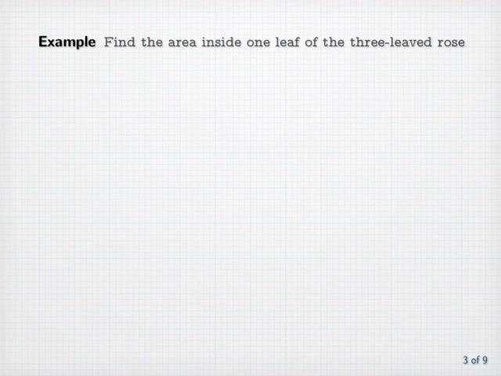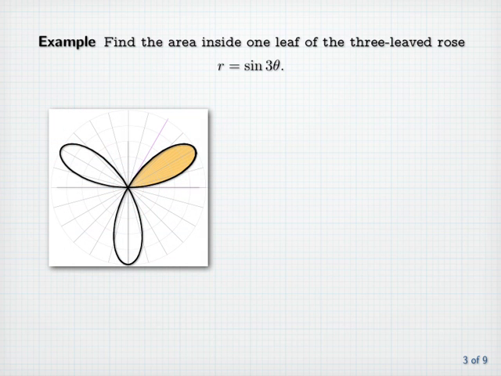Example. Find the area inside one leaf of the 3-leaved rose r equals sine of 3 theta. Here's the region whose area we want to find. The integrand in the area integral will be 1/2 of sine squared 3 theta. The limits of integration correspond to the angles indicated here, the first of which is obviously theta equals 0.